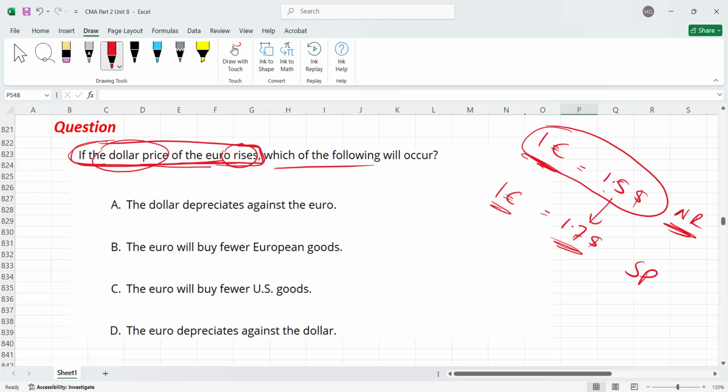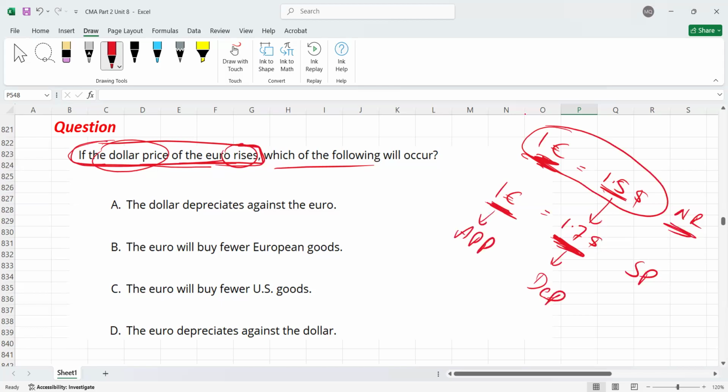This is the question now. If the dollar price of the euro rises, which of the following will occur? Tell me in this scenario. Previously, let's assume you have to give $1.5 to buy 1 euro, but now you have to give $1.7 to buy 1 euro. So tell me, has the dollar depreciated or appreciated? Obviously, the dollar has depreciated and the euro has appreciated.